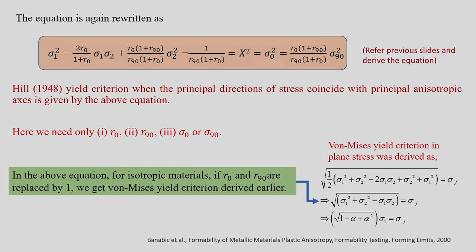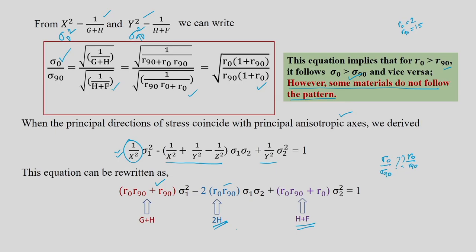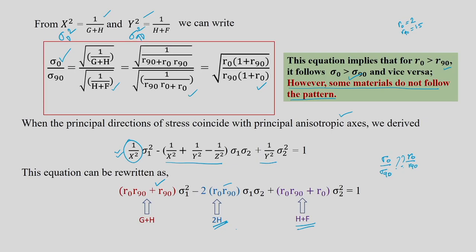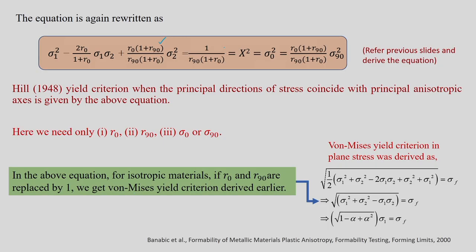basically divided. Let us say, for example, I am going to divide it by R0 R90 plus R90. Then sigma 1 square will come, and here 2 R0 divided by 1 plus R0 into sigma 1 sigma 2, and this term will come, which is equal to 1 divided by R90 plus R0 R90. So, basically, I am going to divide the entire equation by R0 R90 plus R90 to get the first part of this equation until this part, which is easy for me, right?